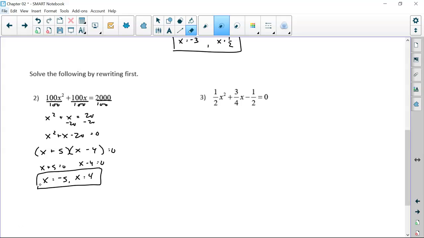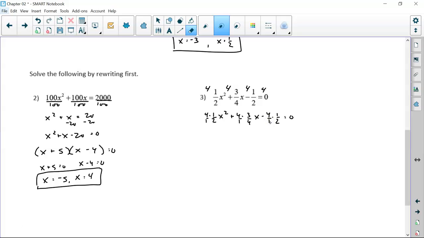Now, number 3, we have all those fractions. We don't want to work with those fractions if we don't have to. So what we can do is multiply everything by the common denominator. Remember, fractions represent division, and to undo that division, we can multiply. So we're going to multiply by the common denominator of 4. Once, twice, 3 times, and 4 times. I'm going to write this out. So I'm doing 4 times 1/2 x squared plus 4 times 3/4 x minus 4 times 1/2, and that equals 4 times 0, which is 0.